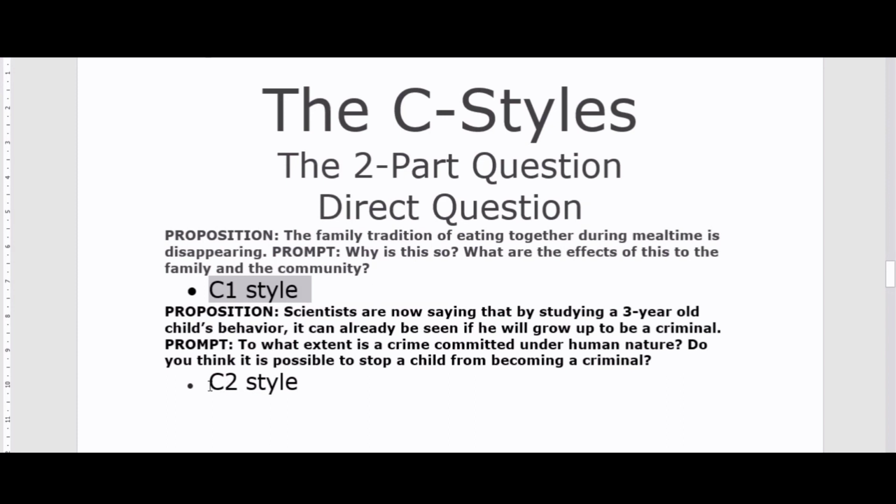But there's also what we call the C2 style, wherein in answering the question you will have to cross over to the opposing side of the issue. And remember, when there is a crossover, there are only 4 ways to resolve the crossover, either using the A2 style, B1, B2, and B3 style.